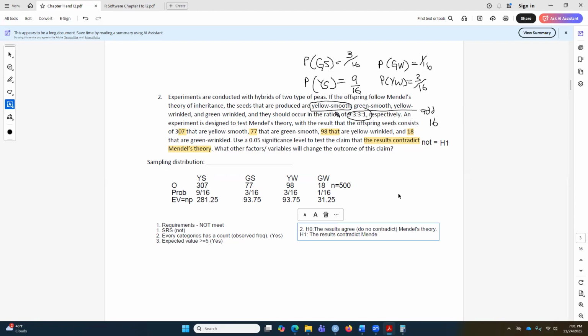So what I really want you to know here is to make sure that your null hypothesis is equal and the alternative is not equal. That is the main point of the test here.